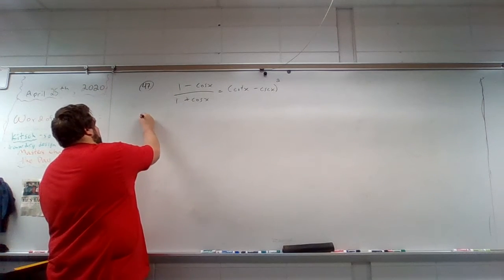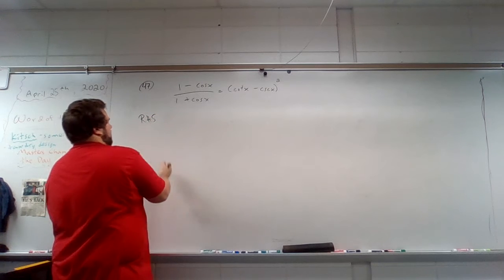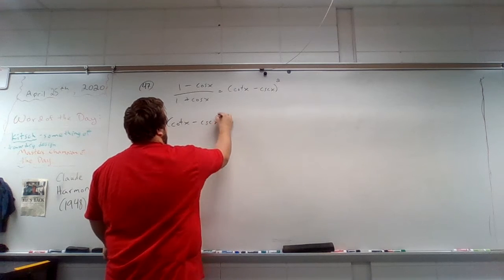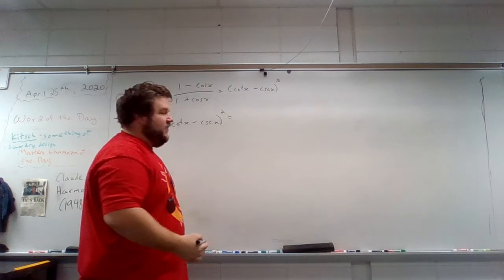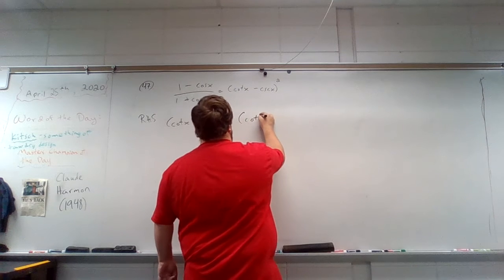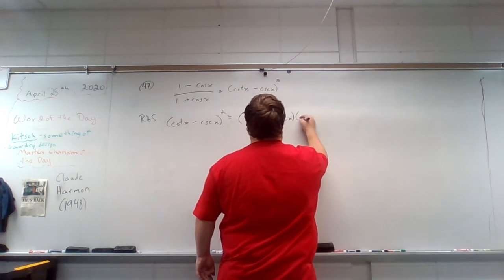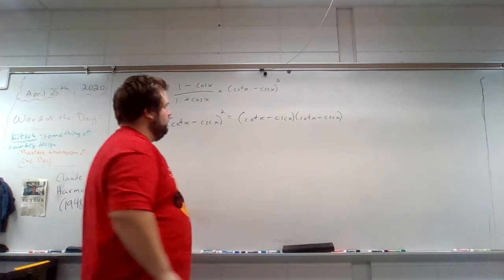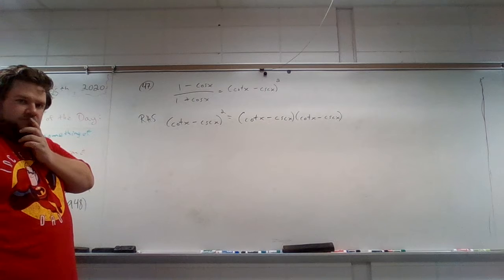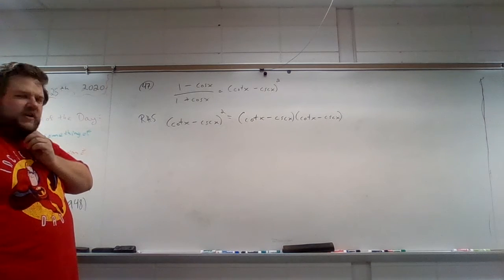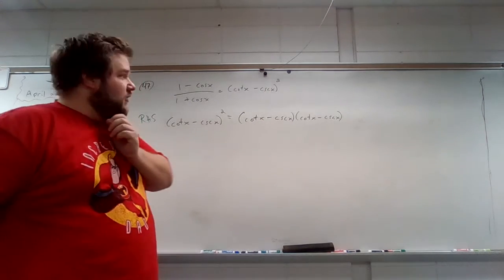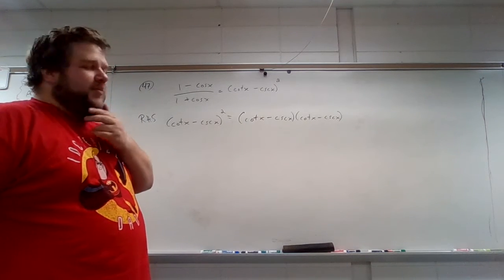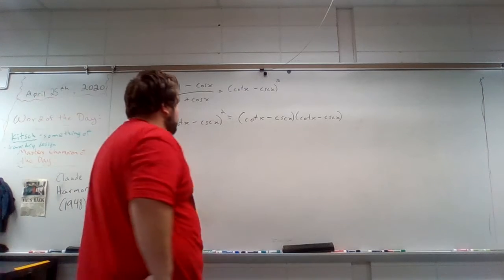Okay, so this right-hand side, I would have cotangent x minus cosecant x squared. And then I would simplify this. So this is cotangent x minus cosecant x times cotangent x minus cosecant x. And at that point, you could either write everything in terms of sine or cosine, or we could just distribute it first. For our purposes here, I think we'll just go ahead and distribute.